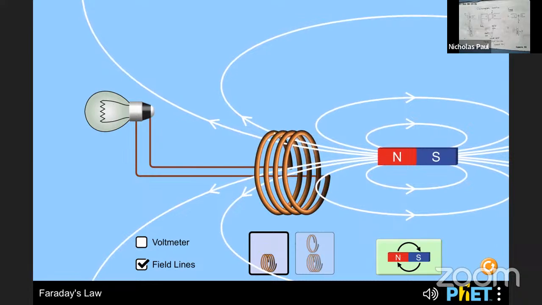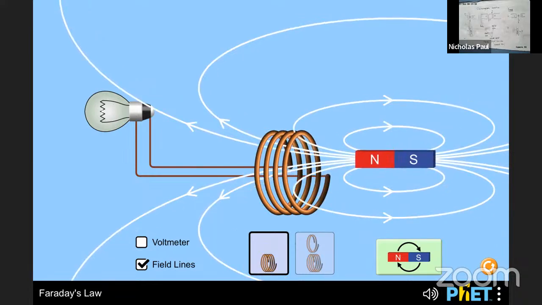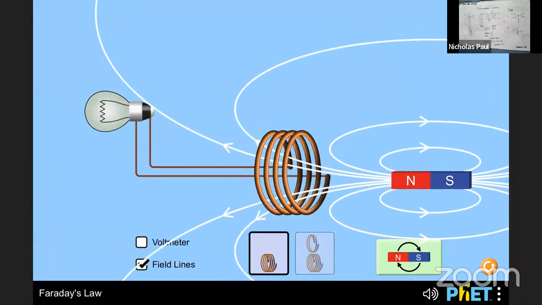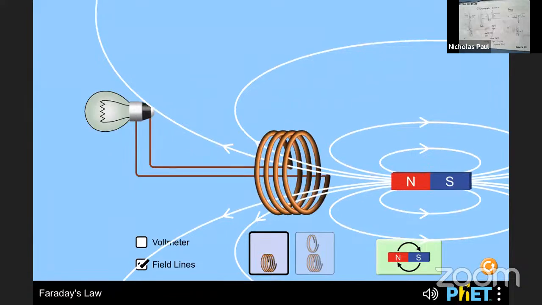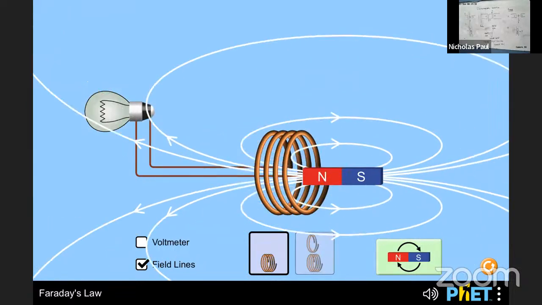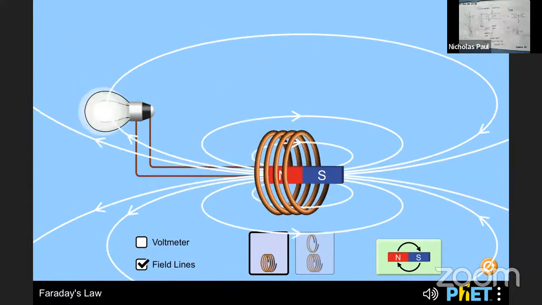Right? So watch this here. As you move the magnet in and out, see what happened there? So watch it here. As you move the magnet in and out, you will see that the bulb is lighting up. Right?